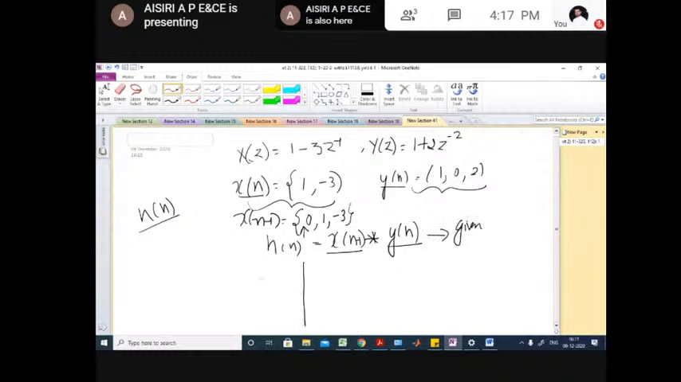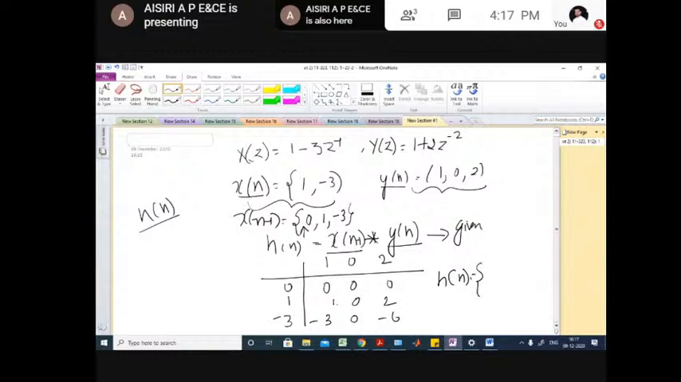So I have x of n minus 1 and I know what is y of n: 1, 0, 2 convolved with 0, 1, minus 3. So that is 0, 0, 1, 0, 2, minus 3, 0, minus 6. So my h of n is equal to 0, 1, minus 3, 2, and then minus 6.